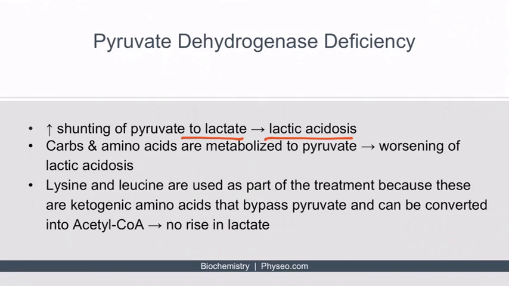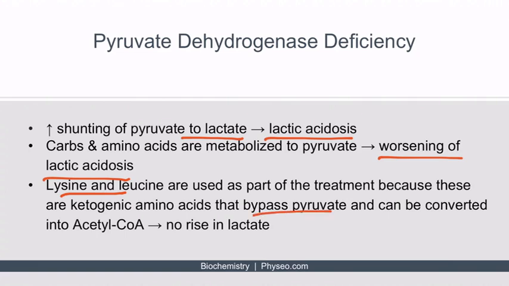Dietary carbohydrates and amino acids are metabolized to pyruvate, which is then shunted to lactate and results in an exacerbation of lactic acidosis, so worsening of lactic acidosis. Lysine and leucine are used as part of the treatment because these are ketogenic amino acids that bypass pyruvate and can be converted into acetyl-CoA.